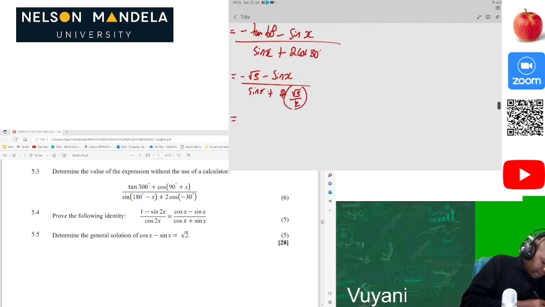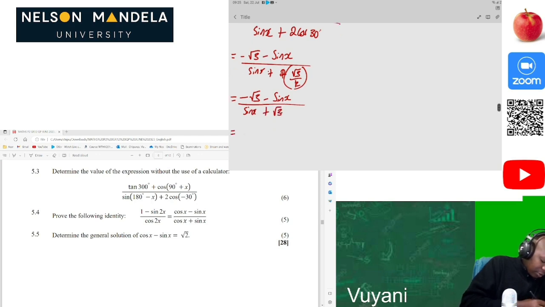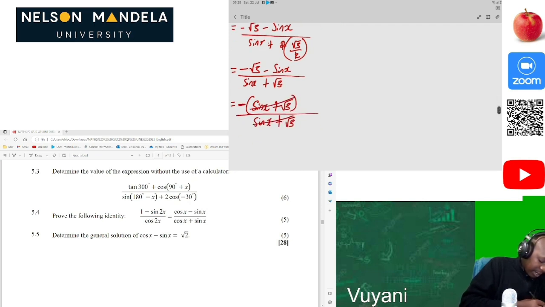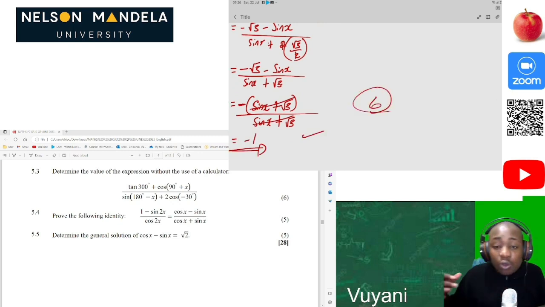Then of course we have negative root 3 minus sine x divided by sine x plus root 3. Now we can make the numerator positive by taking negative as a common factor. Then we have sine x positive plus root 3, which is also positive. We divide by sine of x plus square root of 3. So this and this will cancel. Then we are left with negative 1. So after that, you get your 6 marks. This was so long and so fantastic and so nice.